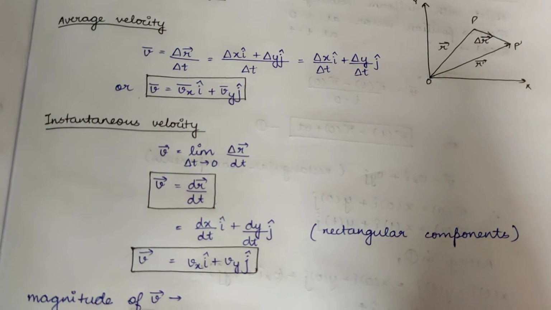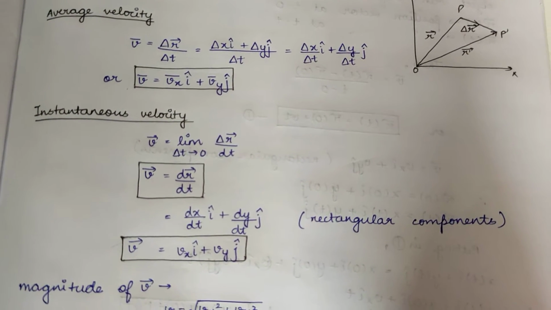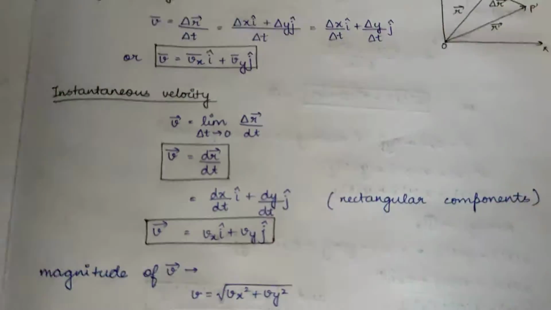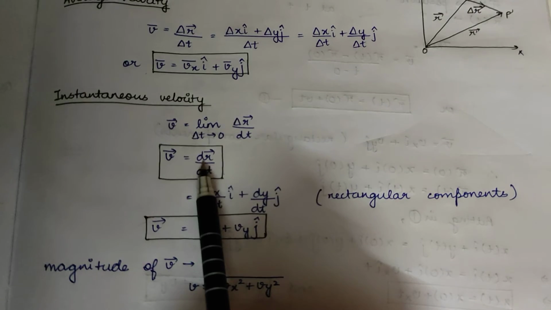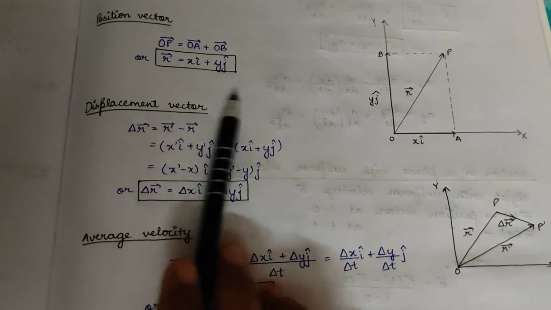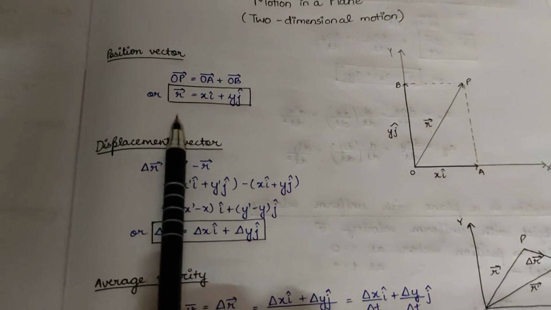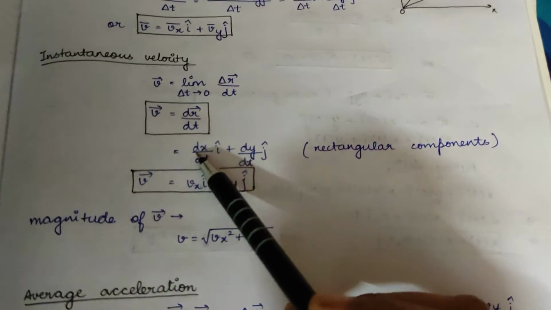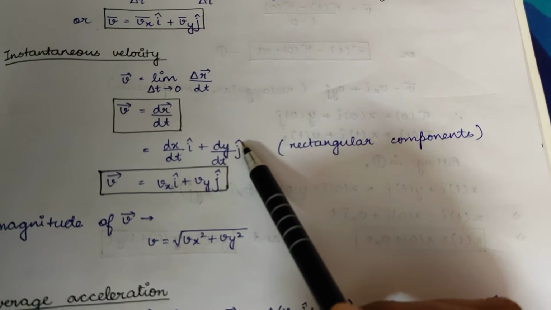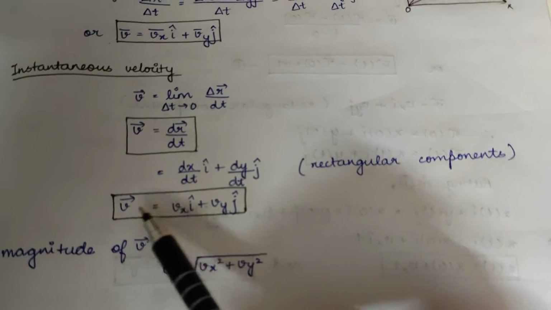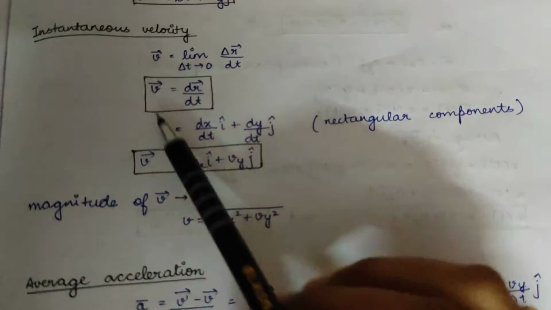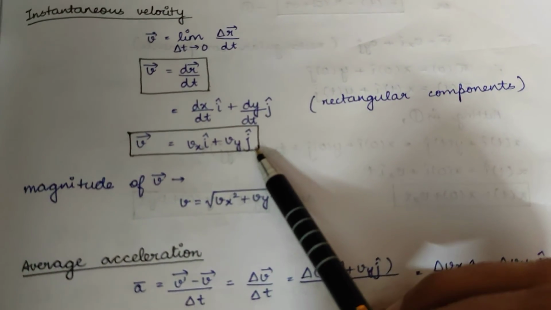Now, if we have to find instantaneous velocity, it will be given by v equals the limit as delta t tends to 0 of delta r upon delta t. This can be written as dr by dt. Vector v is equal to d upon dt of vector r. Vector r is what? Vector r is the position vector. So if we put the value of the position vector in its rectangular components, this will give us dx upon dt of i cap plus dy by dt of j cap. So this becomes vector v equals vx i cap plus vy j cap. It is the instantaneous velocity in terms of its rectangular components.